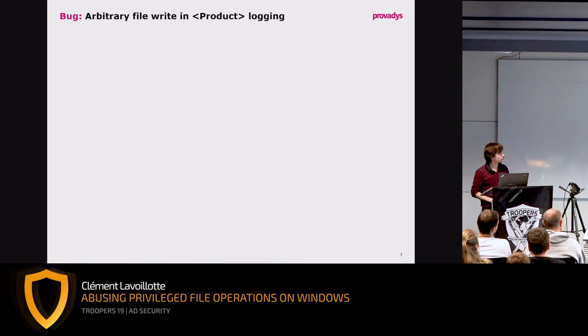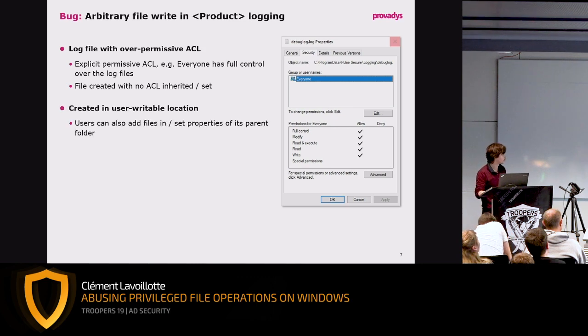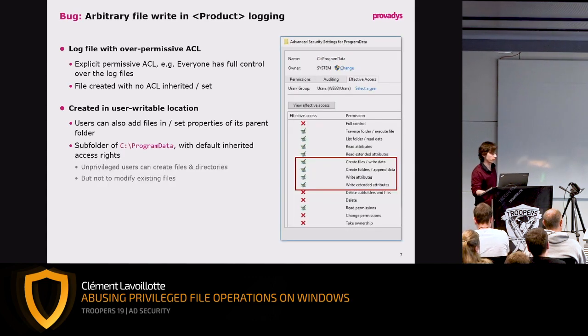A typical example for this type of bug is arbitrary file write in the logging feature of a product. And this needs three ingredients. The first is a log file with a permissive ACL. So for instance, here everyone has full control over the created log files. The second is that the file is created in a user-writable location. So for instance, in ProgramData, this directory is really interesting because by default, an unprivileged user can create new files and directories, but not modify existing ones.